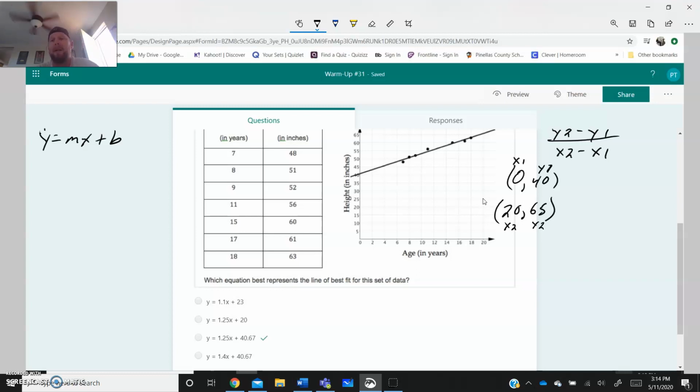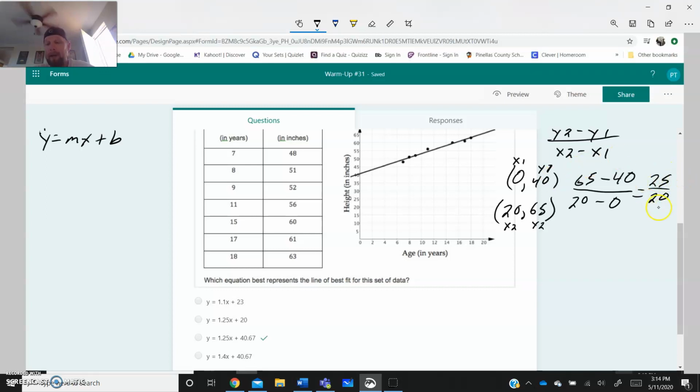And now all I do is plug them in. So it's 65 because that's y2. All right, everybody see that? Y2 is 65 minus y1, which is 40. So it's 65 minus 40 all over x2 minus x1, so it's 20 minus 0. And 65 minus 40 will give me 25, and 20 minus 0 will give me 20.